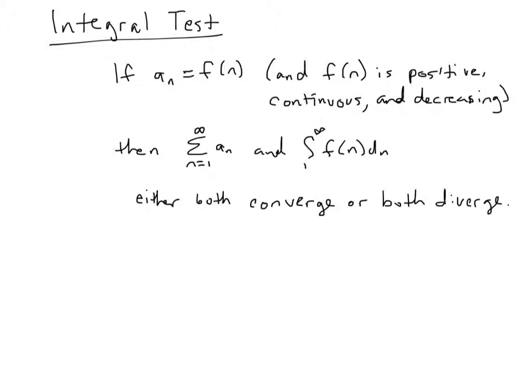But when we turn it into a function, then we need that function to be positive, continuous, and decreasing, for, in this case, from 1 to infinity. So it has to be on whatever interval we're looking at here. And we'll see that in the example that's coming up. If f of n meets all of those qualifications, then this series and this integral do the same thing. So they either both converge or they both diverge. So if you can figure out what the integral does, then it tells you what the series does. And usually it's easier to figure out the integral than it is to figure out the series.